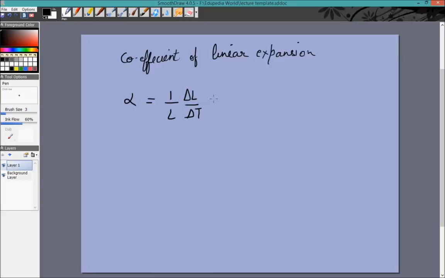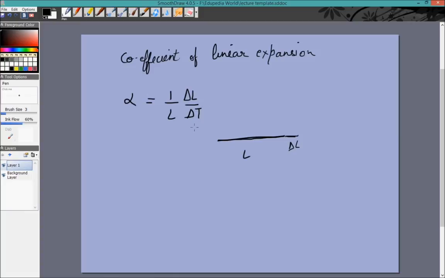Remember, right now we're talking about one dimension. Later we'll move on to areas and volumes as well. Right now just assume we have a one-dimensional rod. So if the initial length was L, finally it becomes L plus delta L. Then delta L divided by the original length L is going to be the fractional change in the length. Right? If the length was 1 meter and it increased by 1 centimeter, the fractional change in length is going to be 1 by 100.